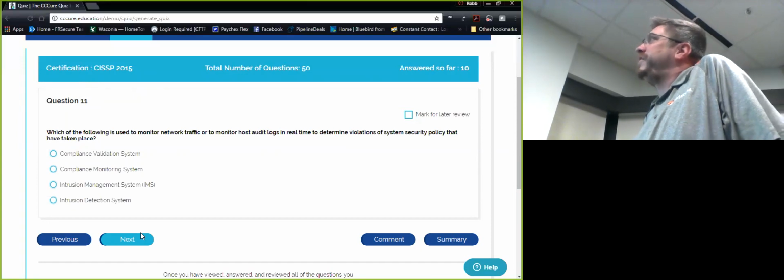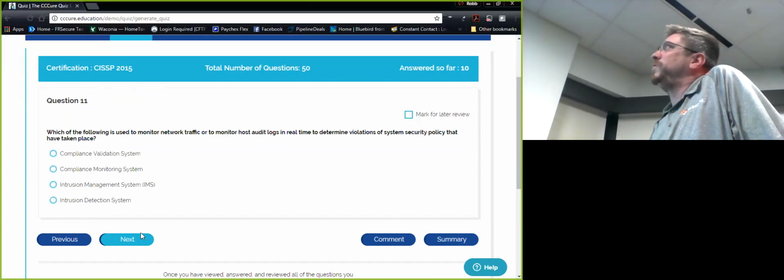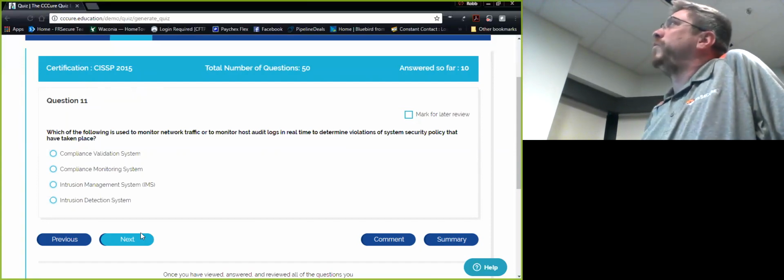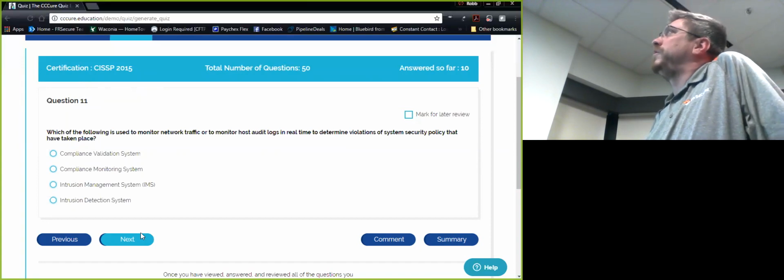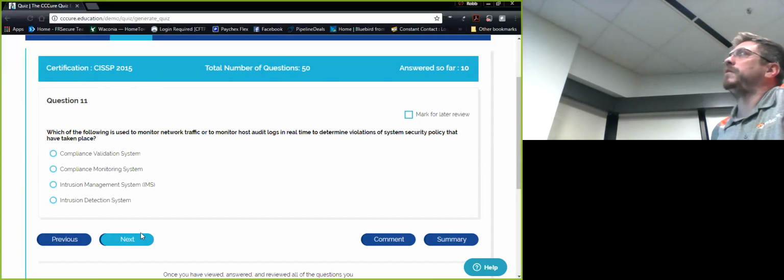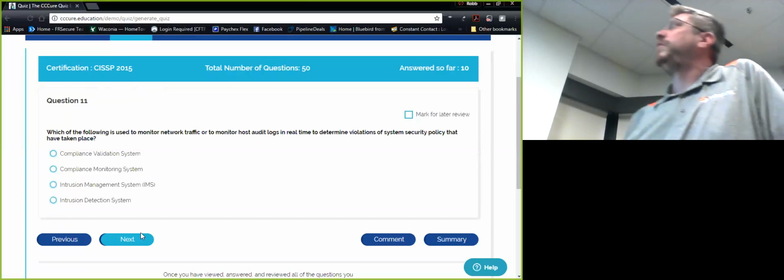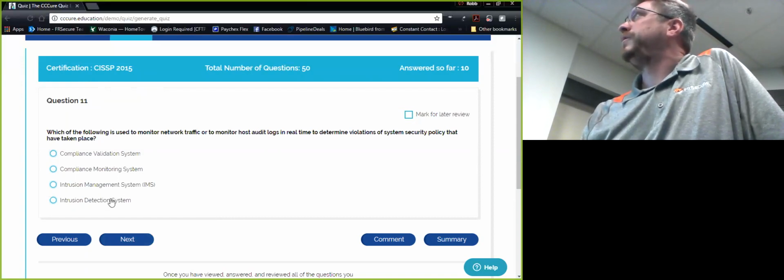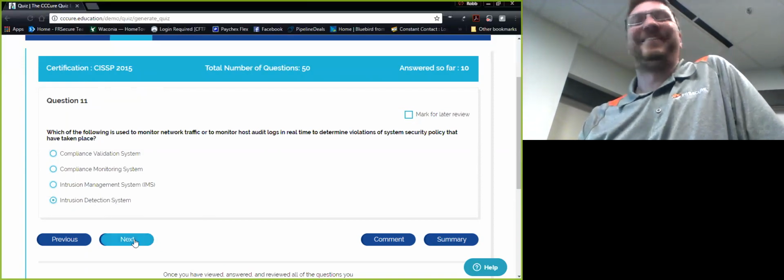Well, no, an intrusion detection isn't going to be looking for, well, host-based. It doesn't say host or network-based. That's right. Which of the following is monitor host audit logs in real time? So it'd be network intrusion detection and host-based intrusion detection. So it'd be two different. That's what I think. So this one? No, this one. There. No, yeah.